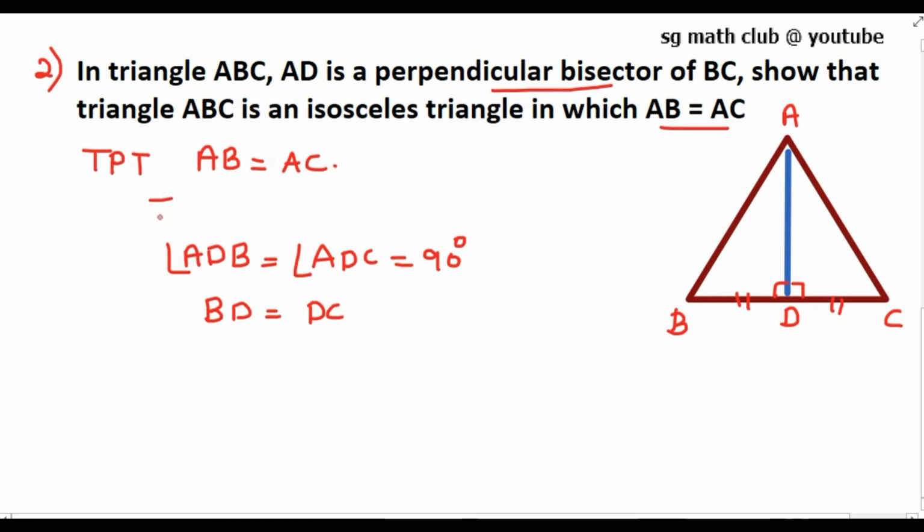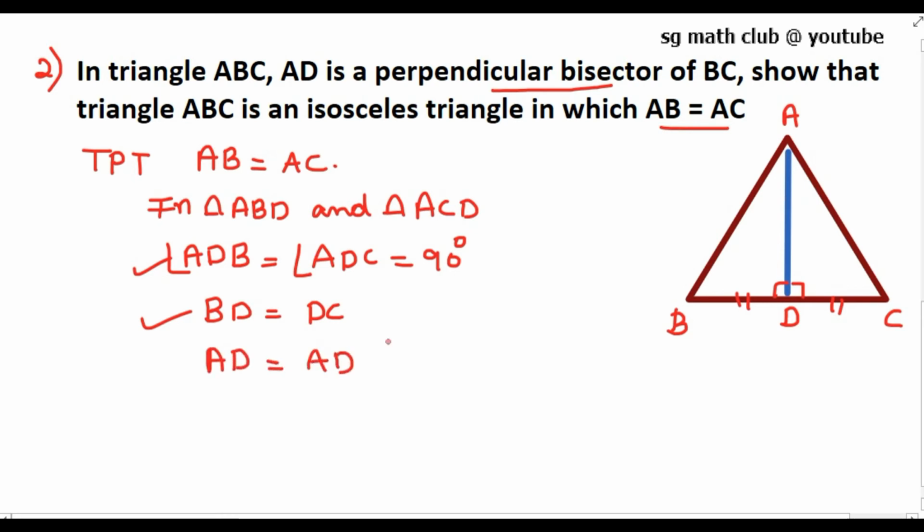So for that we will consider triangle ABD and triangle ACD. So angle ADB equals angle ADC, already we got both are equal. Again BD equals DC, because AD is the perpendicular bisector of BC, so these two things we got. Now one more parameter we needed.